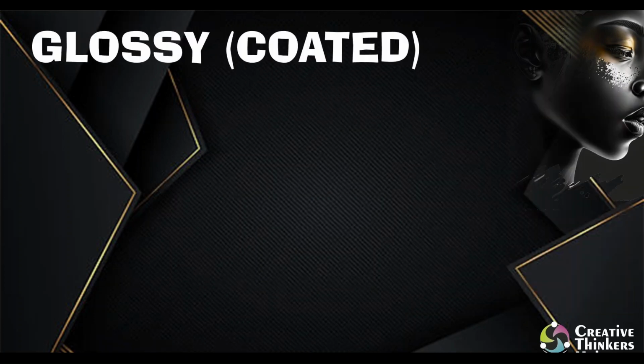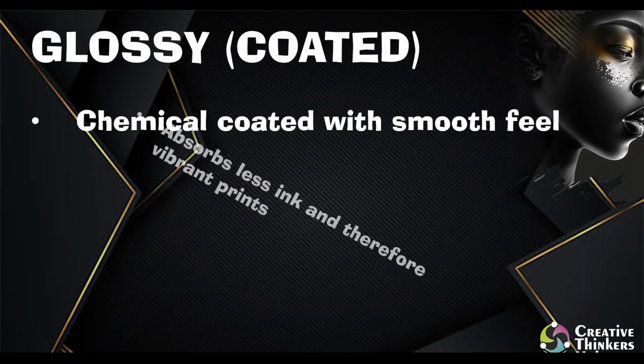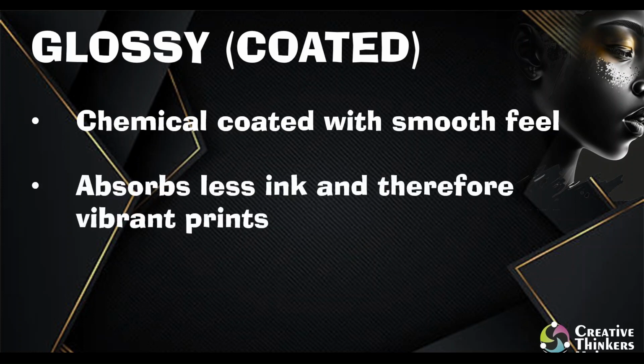Now on the other spectrum is glossy or coated paper. Now glossy doesn't mean glossy, it means something that is coated. It could be matte coated also. So it's chemical coated with a smooth finish. You can have a matte smooth finish also. It absorbs less ink and therefore vibrant prints are got.